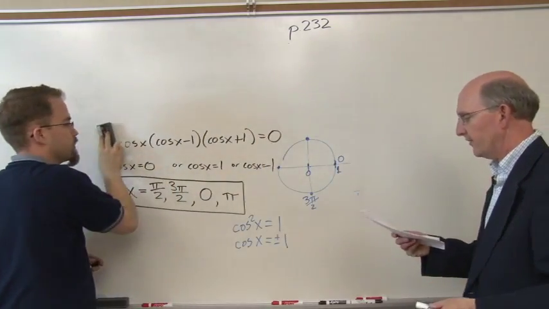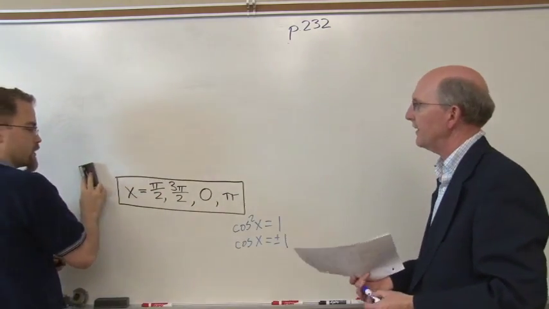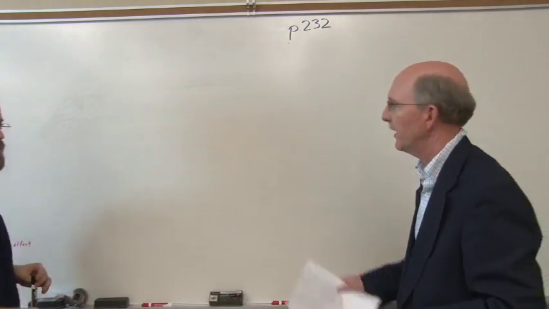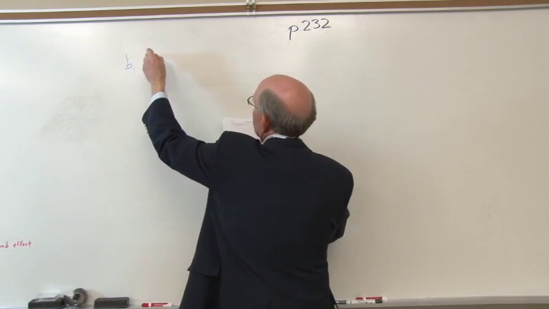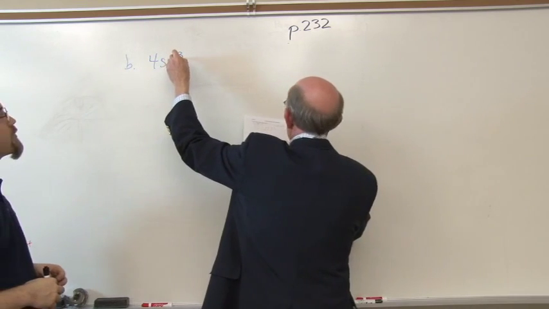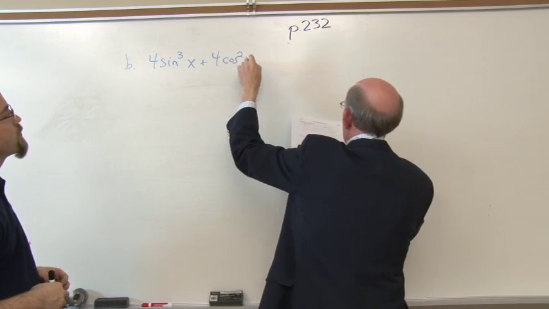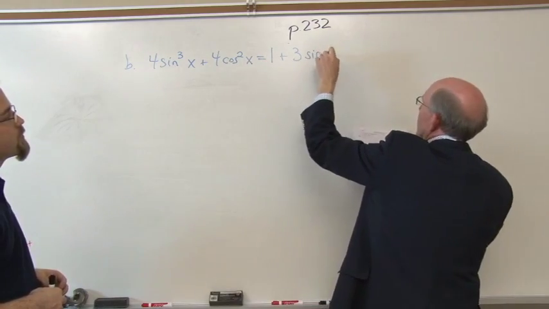This one's going to involve some mixtures of sines and cosines. We saw that the other day, and hopefully you remembered some of our strategies. But if not, Mr. Murphy's back with his bag of tricks again to help us out. 4 sine cubed x, 4 cosine squared x is equal to 1 plus 3 sine x.